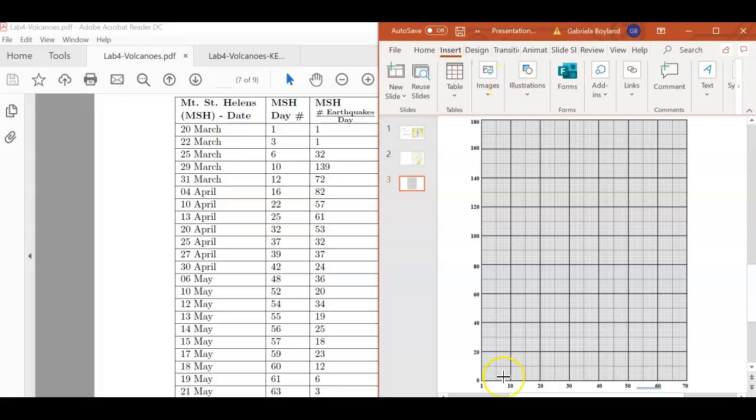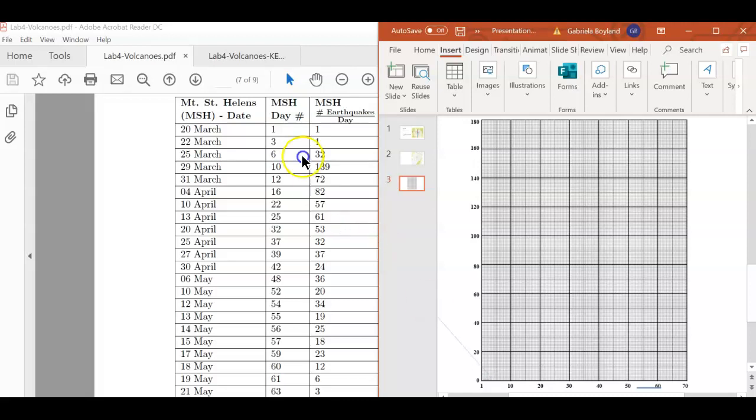So I'm going to help you with the first one. All right, so the first data that we have is that on day 1, there was 1 earthquake per day. So obviously that's going to be pretty tiny over here. Day 3, there was 1 earthquake. So if we follow along the graph paper, this is day 5, so day 3 is about here. Again, you can do this with more detail if you have it printed.